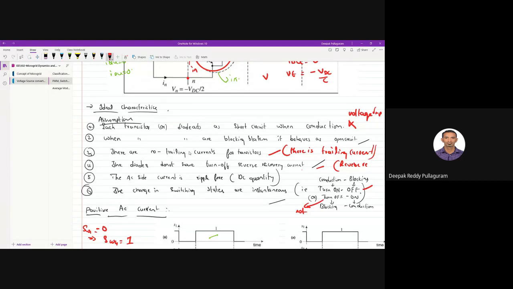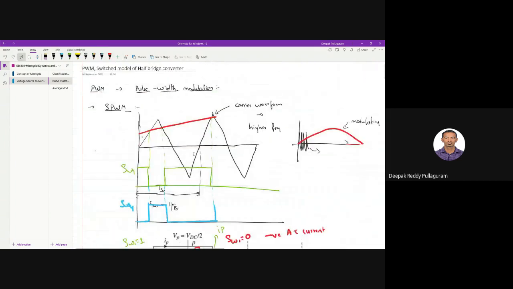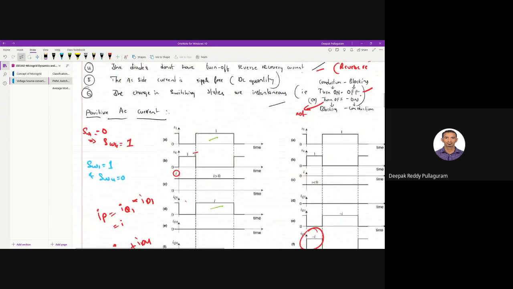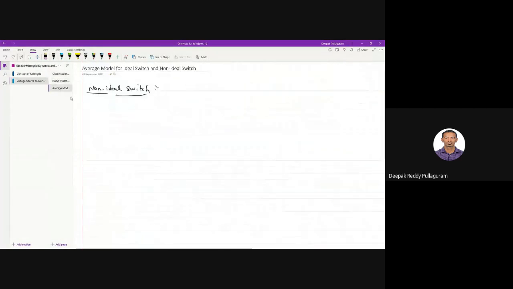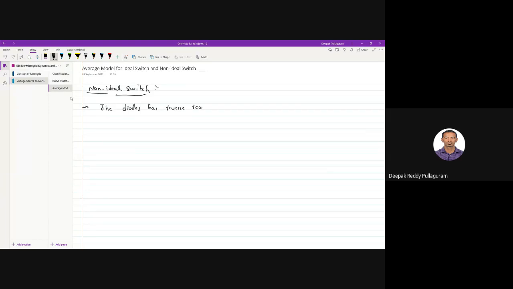At least for switching instants, obviously, as from the beginning of the discussion, we are saying the same thing, that if the switching frequency is significantly large, and we also proved that if it is greater than R by L, we can assume that it is ripple free. So this assumption, I still continue to keep it. Let me note down the points here. First one is, the diodes have a reverse recovery current. What is reverse recovery current?